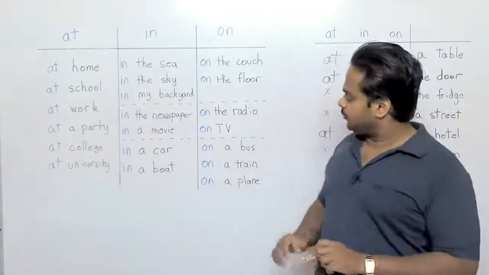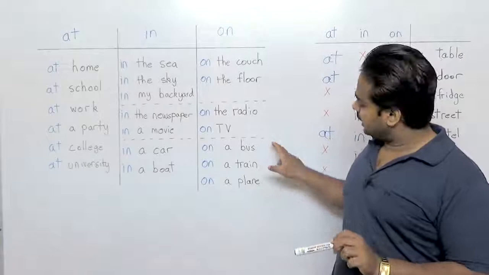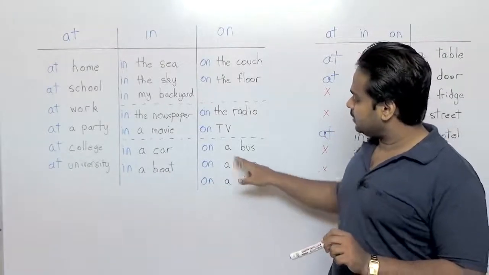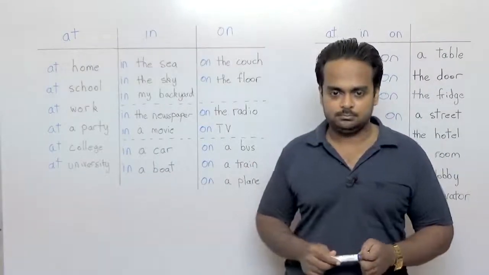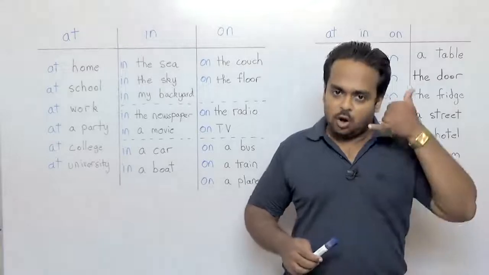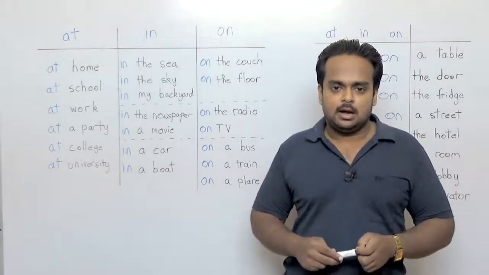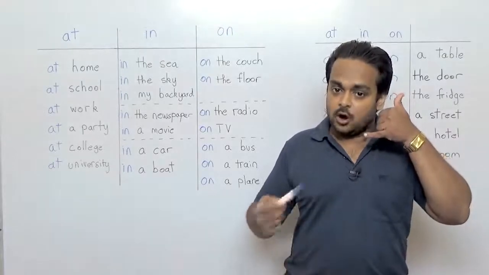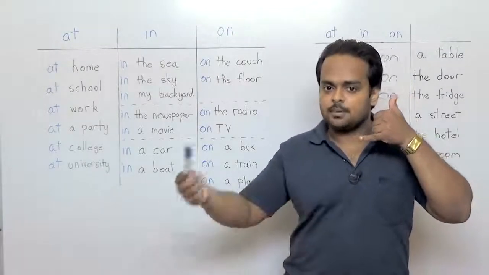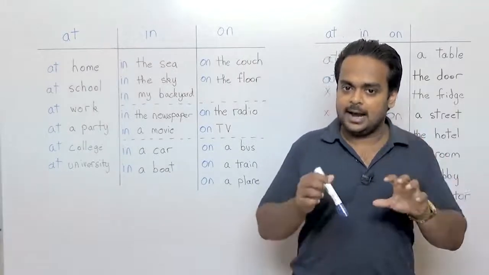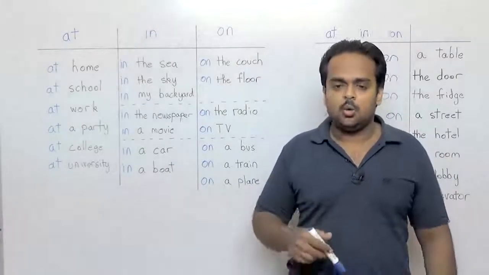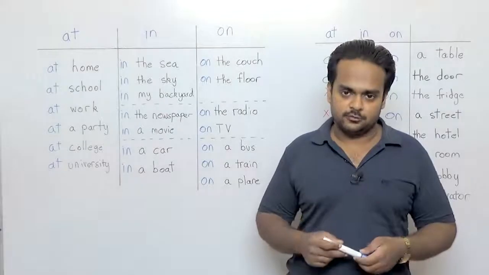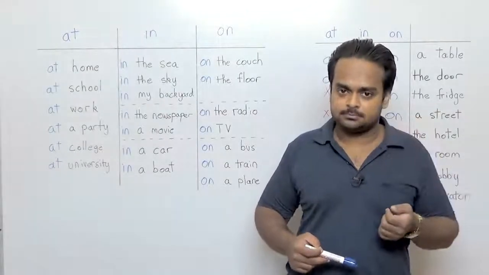Okay? But if you're talking about bigger vehicles like buses, trains, or planes, then you will use on. Imagine that somebody calls you and they ask, hey, where are you? And you say, hey, listen, I can't talk now because I just got on a plane. You're saying, I just got on a plane. When you get on a plane, you have to turn off your cell phone. So you say, I can't talk.